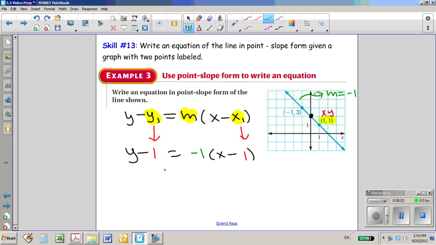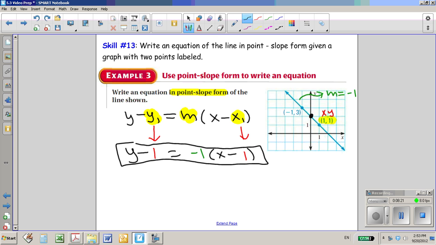That's all you have to do. So once you replace the y1, the slope, and x1, there's nothing else you need to know, because you have to write your equation in point slope form, which is what I have. So once you have everything replaced, you're done. That's all you have to do.